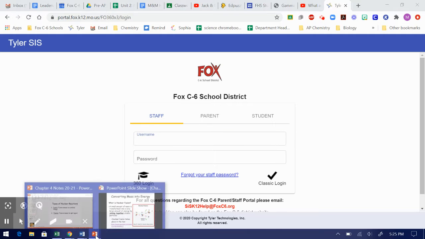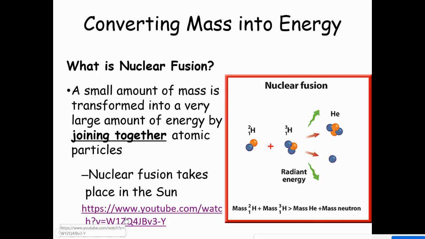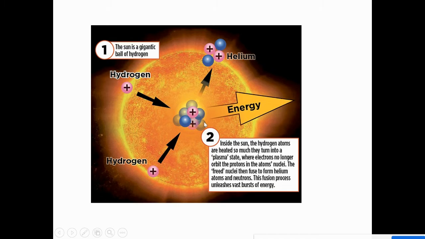Whoops. All right, let's get back over here. All right, so that's how fusion works in the sun. So here's another picture. So it's showing you that you have hydrogen and another hydrogen. They're coming together, making this helium atom. Okay. And up here it says the sun is a giant ball of hydrogen. So that's where all the hydrogen is coming from.